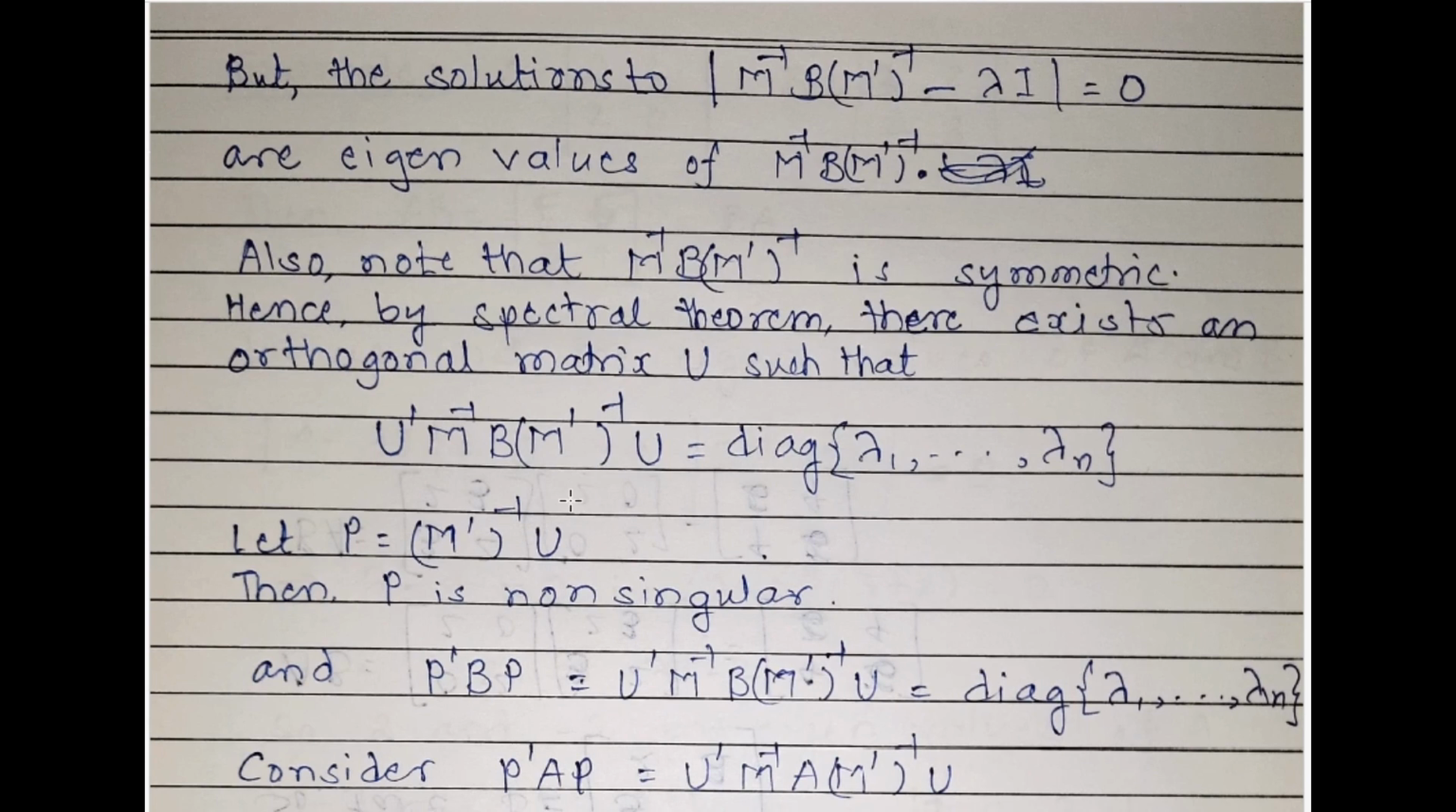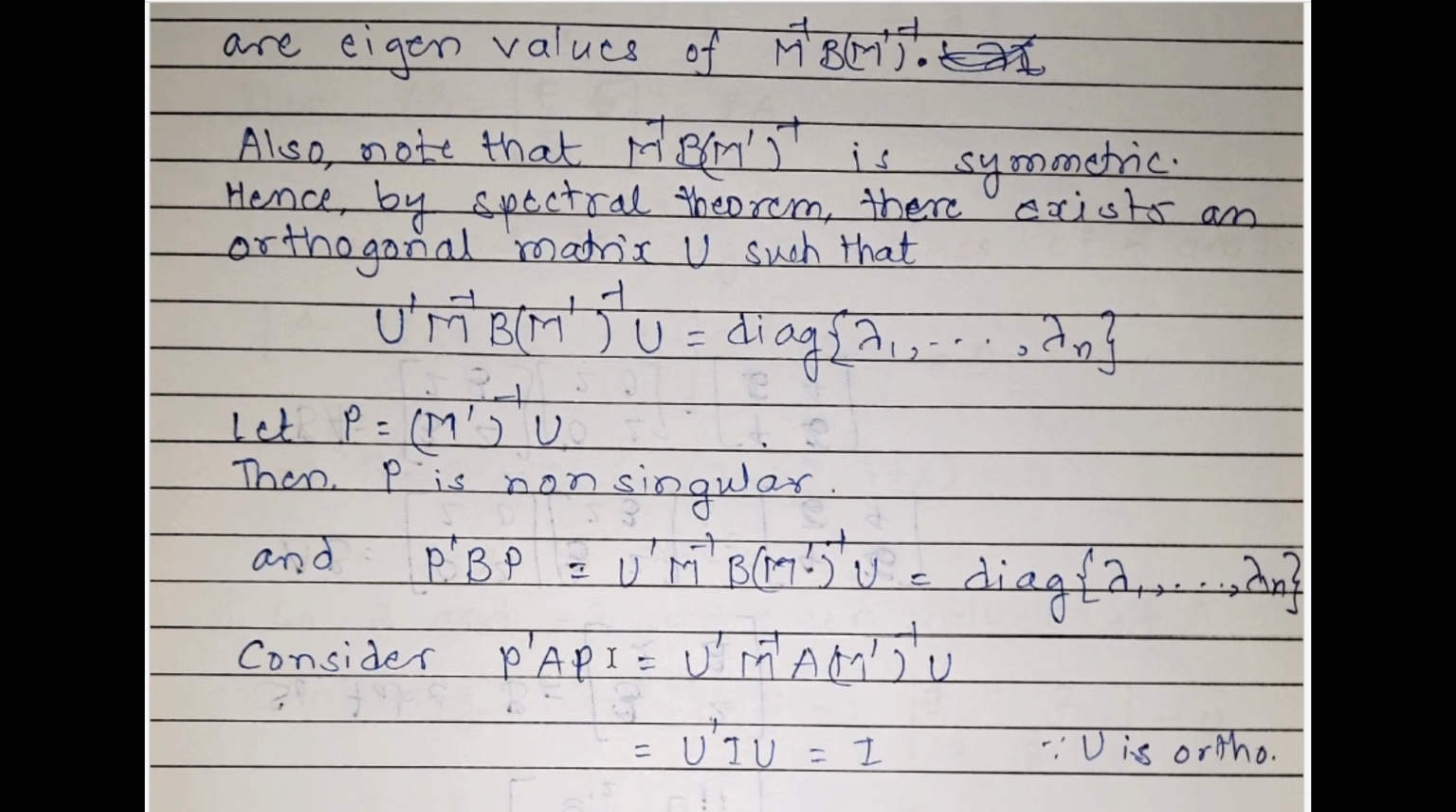Then clearly, U being an orthogonal matrix, and A equal to MM transpose, where A is a positive definite matrix, all of this indicates that P will be a non-singular matrix. Just consider the determinant of P. Determinant of P will be the determinant of M dash inverse U, and the determinant of U will be 1. So clearly this will be simply the determinant of M dash inverse, which is non-zero, and so this makes P a non-singular matrix.